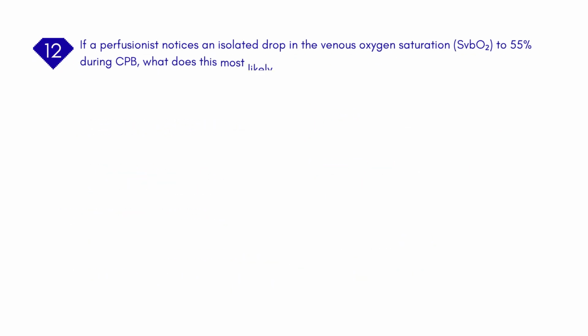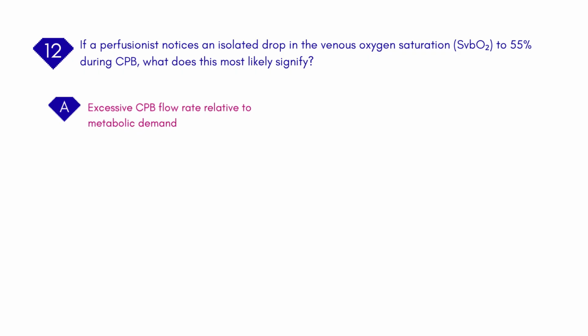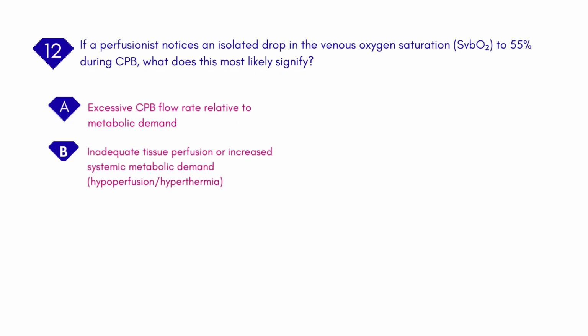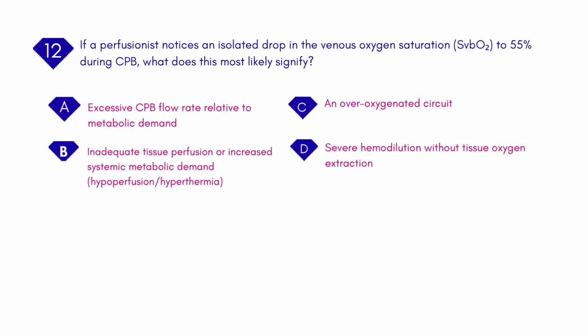If a perfusionist notices an isolated drop in the venous oxygen saturation, SvO2, to 55% during CPB, what does this most likely signify? A. Excessive CPB flow rate relative to metabolic demand. B. Inadequate tissue perfusion or increased systemic metabolic demand, hypoperfusion/hyperthermia. C. An overoxygenated circuit. D. Severe hemodilution without tissue oxygen extraction.